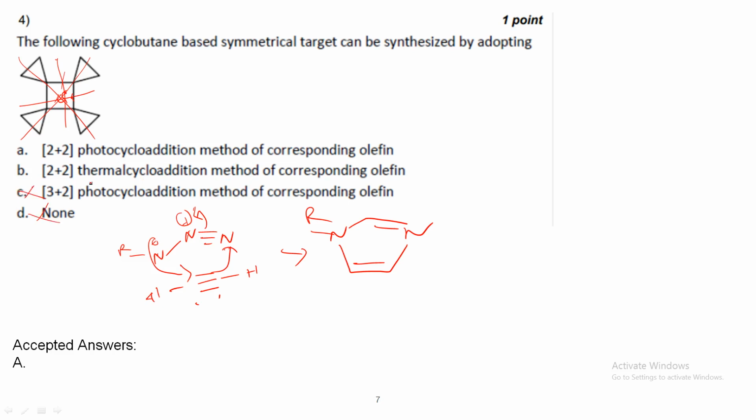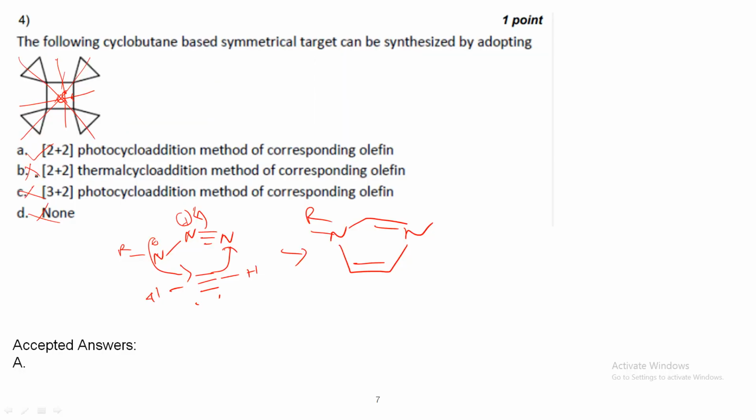Now 2 plus 2, so they are asking about 2 plus 2 in thermal condition or photochemical condition. That's the basic of the 2 plus 2 cycloaddition reaction. I hope all of you know that. 2 plus 2 generally happens in photochemical conditions, not in thermal conditions.